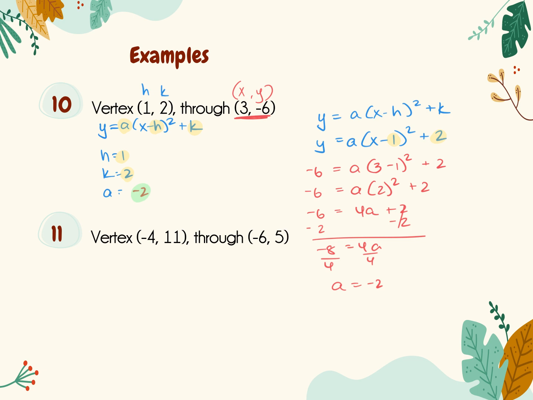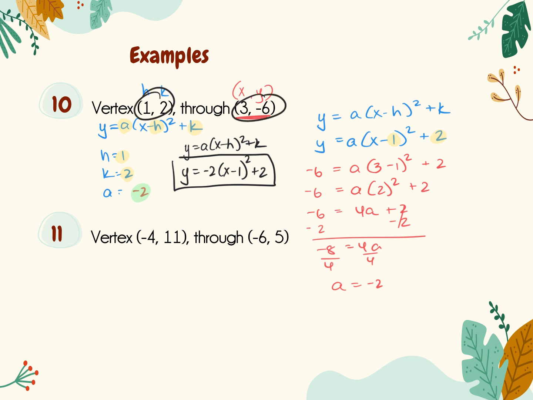Now that I did all this work, I can go back to the original equation, y equals a times x minus h squared plus k, and I can plug in the a value, negative 2. I can plug in the h, and I can plug in the k. And notice that it is now in standard form. That's the equation in standard form of this quadratic function that has this vertex and goes through this point. That's how we create this. This is how we do it.